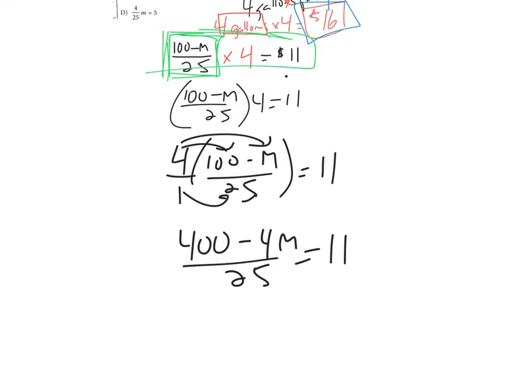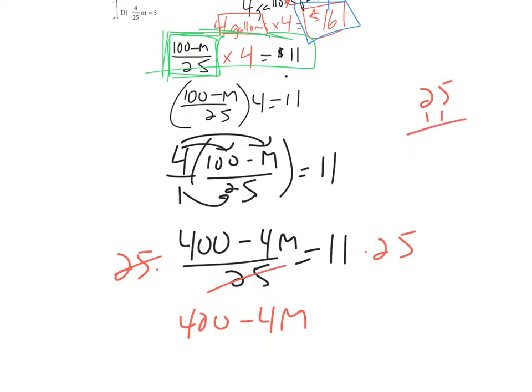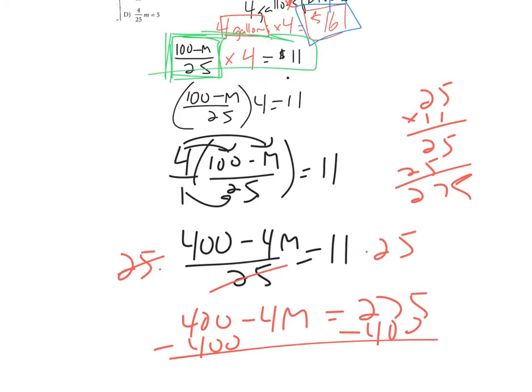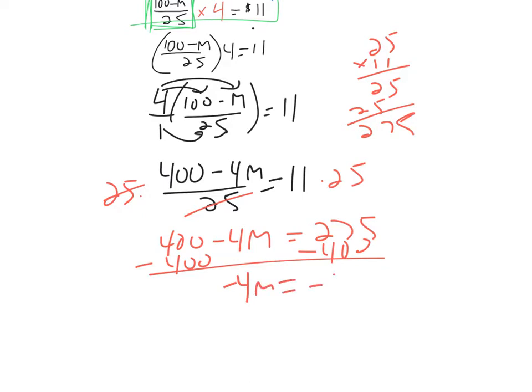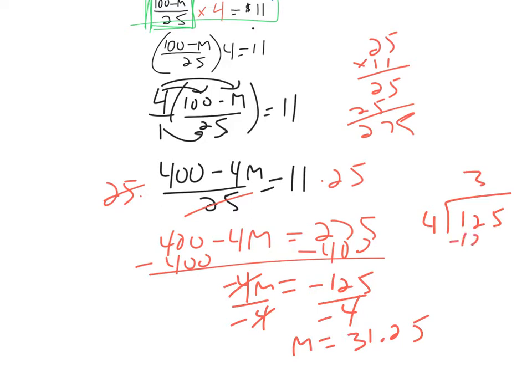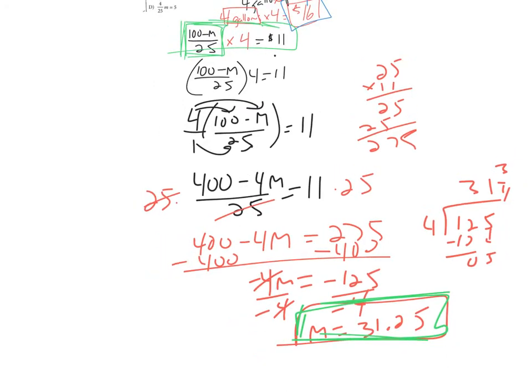So here to solve for m, how many fewer miles he has to go, I'll multiply both sides by 25 to make that fraction disappear. So here I'm going to have 11 times 25, or 275. Here I'm going to subtract 400 on both sides. So here I'm going to have negative 4m equals negative 125, or if I divide both sides by negative 4, here I'm going to get a positive 31.25. If I do 4 into 125, that's 12, and then 4 into 5 goes once with 3 remainder. So 31.25. So that's the answer for m. He has to drive 31.25 miles less.